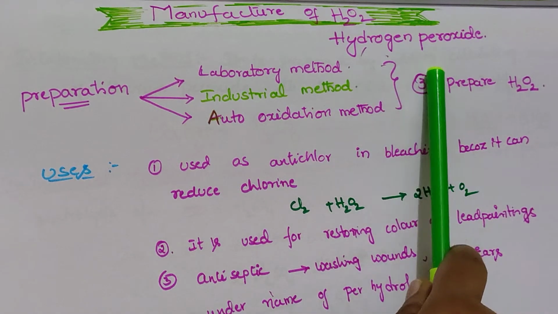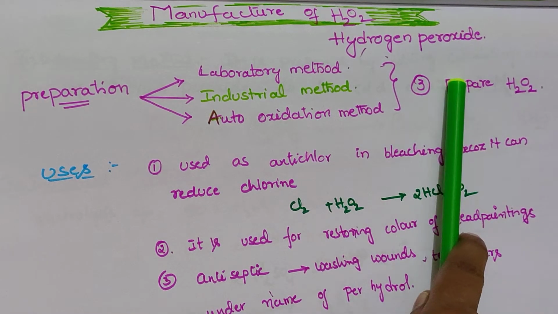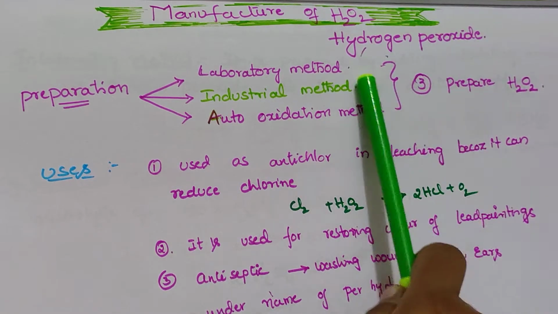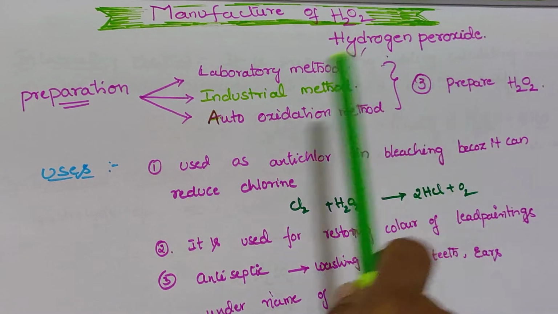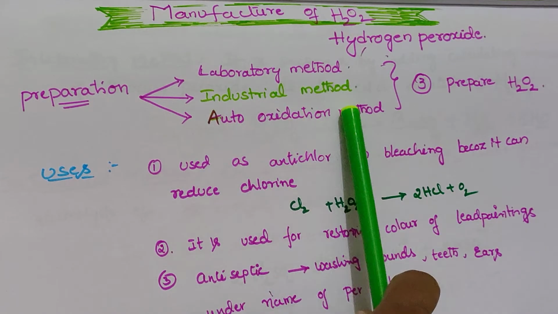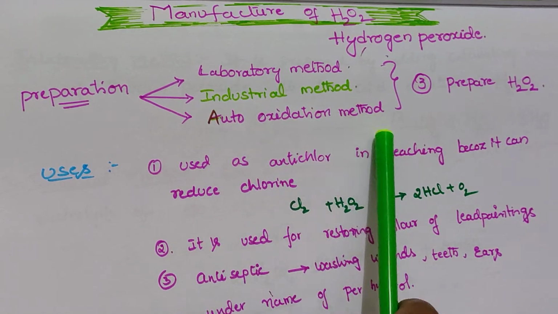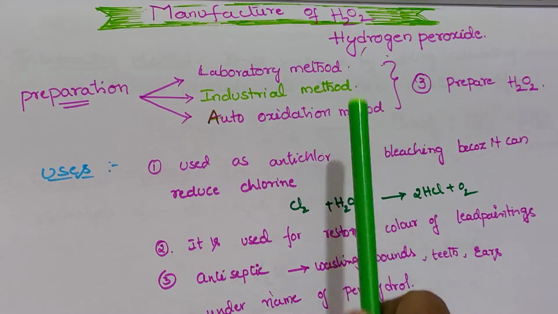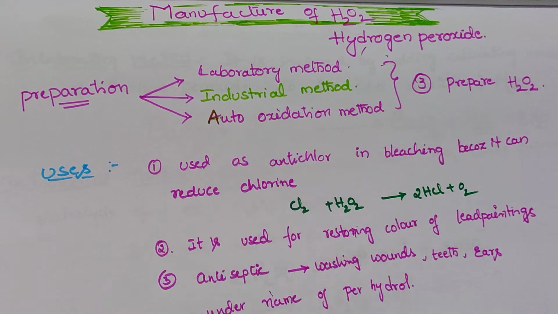Hydrogen peroxide is taken from hydrogen and its compounds. Hydrogen peroxide is prepared by the laboratory method, industrial method and auto oxidation method. These three preparations are very important to prepare hydrogen peroxide.